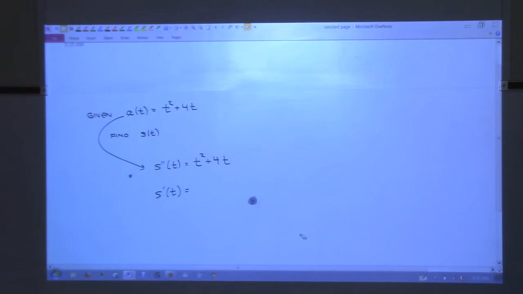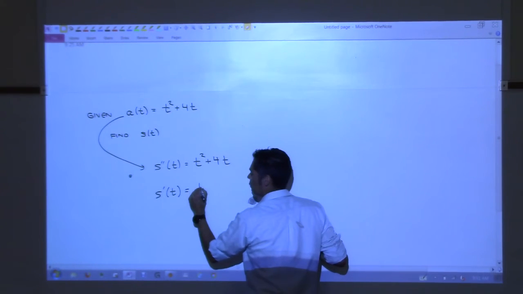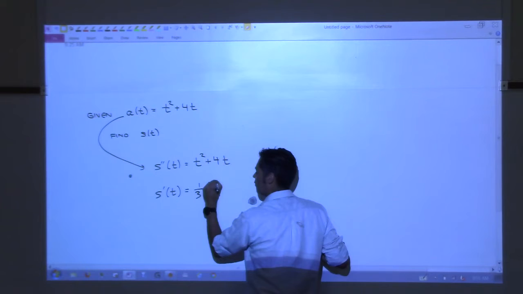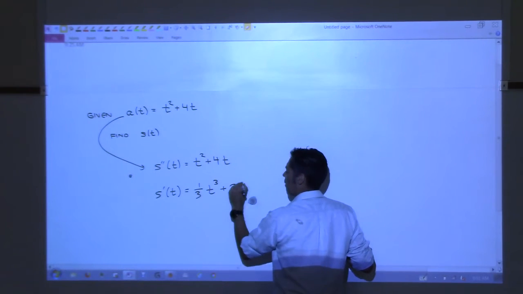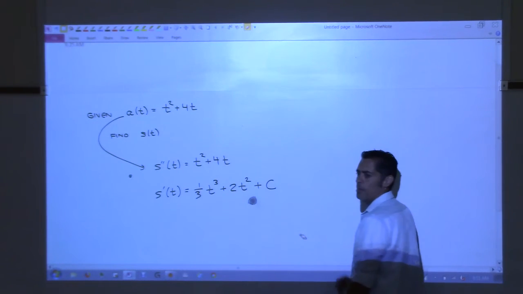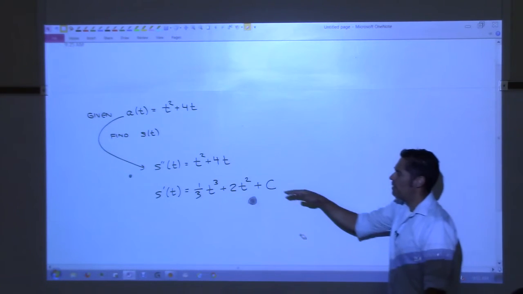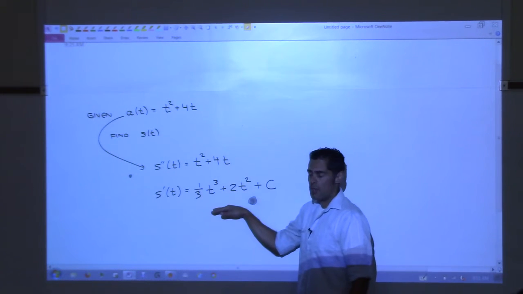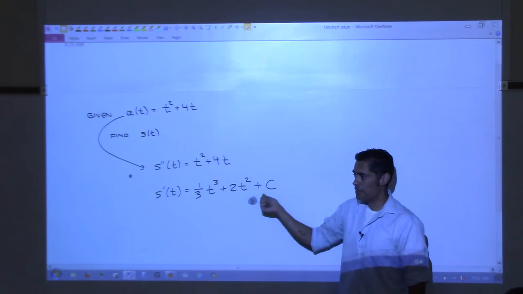So I'm just going to do some power rule on that, right? So what's the antiderivative of t squared? 1/3 t cubed. And then antiderivative of 4t, 2t squared. And then plus c. This is the problem. See, I know that the antiderivative of this is a family of functions. I don't know which one. It could be any of these, right?